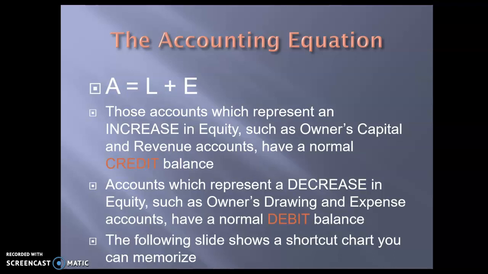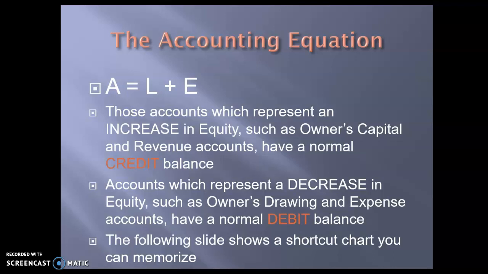With your equity-related accounts, it depends on what kind it is. So if it's the owner's capital account where owner investments go in there, or it's a revenue account, those things which increase equity will have a credit balance. But if they decrease equity, such as the owner's drawing and the expense accounts, they will have a debit balance.